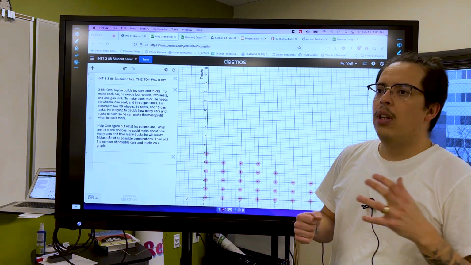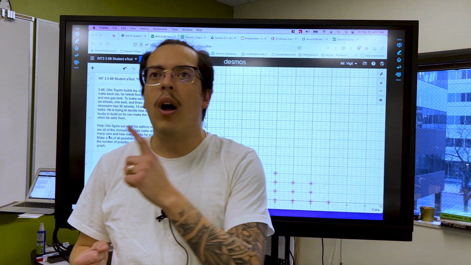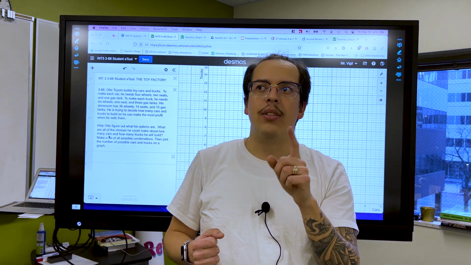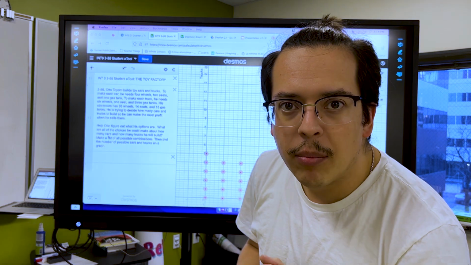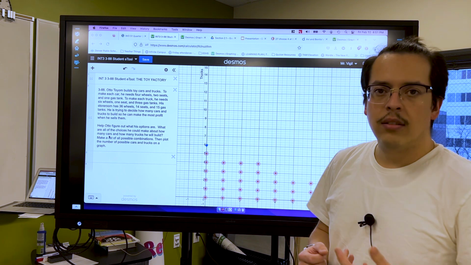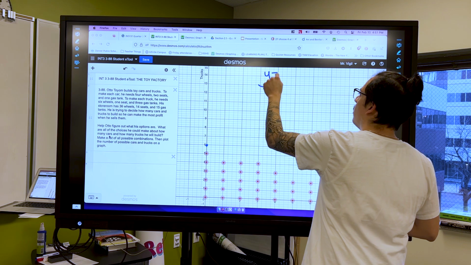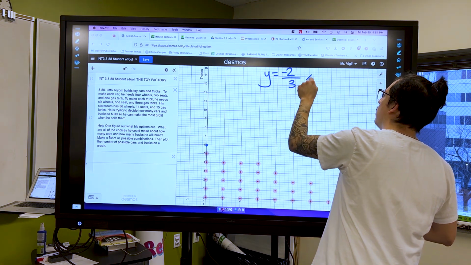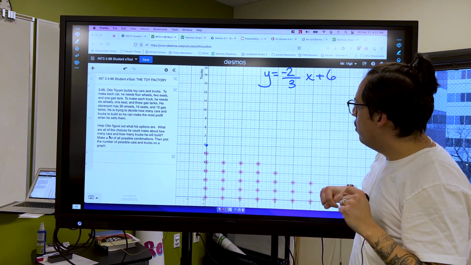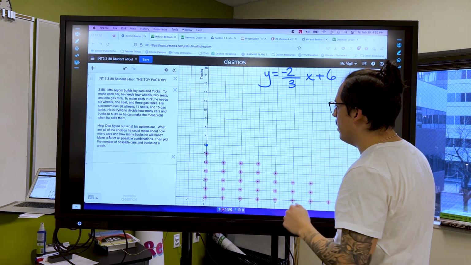We know the line that describes the way we consume wheels is y equals negative 2/3 x plus 6. So I'm going to put my y-intercept here on 6. And my slope of negative 2/3 tells me that I need to go down 2 numbers and then to the right 3 to find the next point that's on this line.